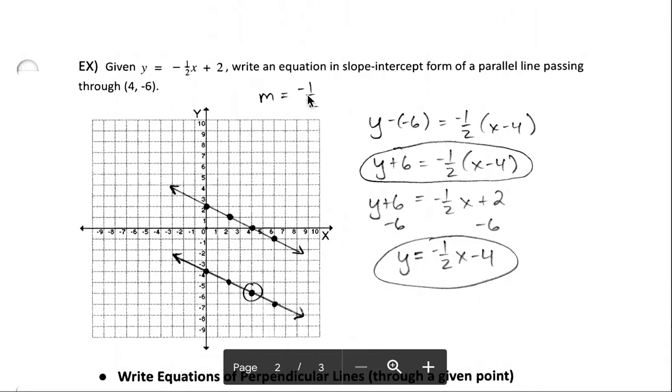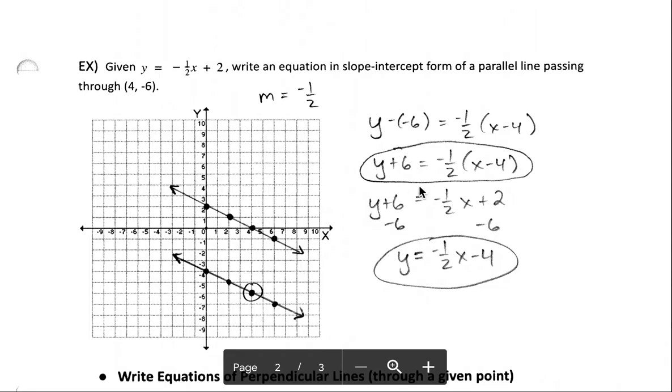Now we have everything we need. We have a slope and we have a point. So let's use point-slope form to write the equation. We're going to say y minus our y value, so y minus negative 6. That's going to turn into y plus 6. Equals our slope, negative 1/2. And in parentheses, multiplied by the quantity x minus our x value, which was 4 for our point.